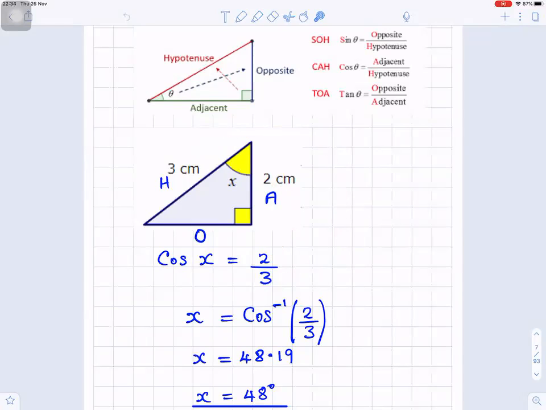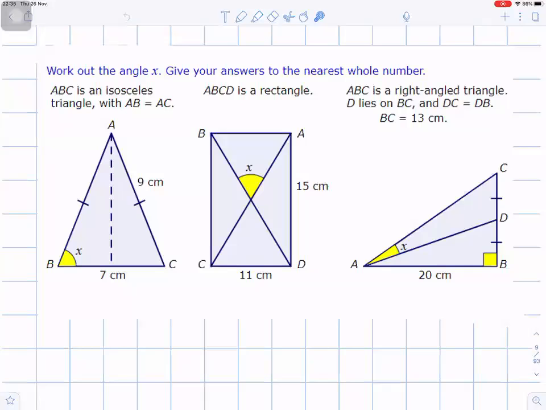So to get the angle, you find the inverse cosine of 2 divided by 3. And you use the fraction button in your calculator to put 2 divided by 3. And don't forget the brackets. And that'll give you 48.19 degrees. And to the nearest whole number, that would be 48 degrees for the angle.